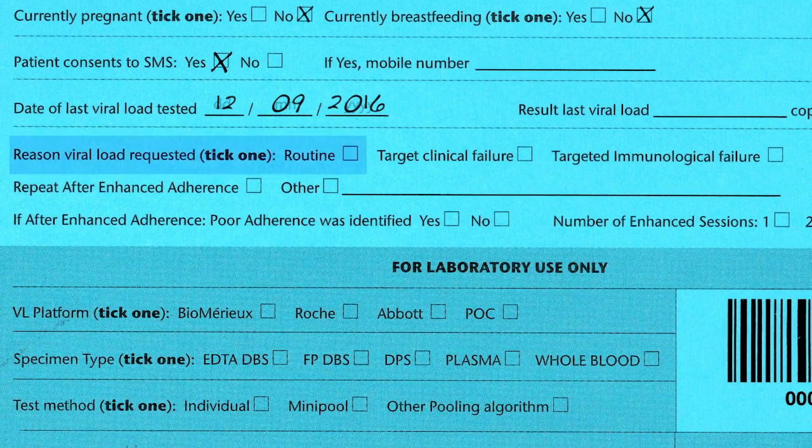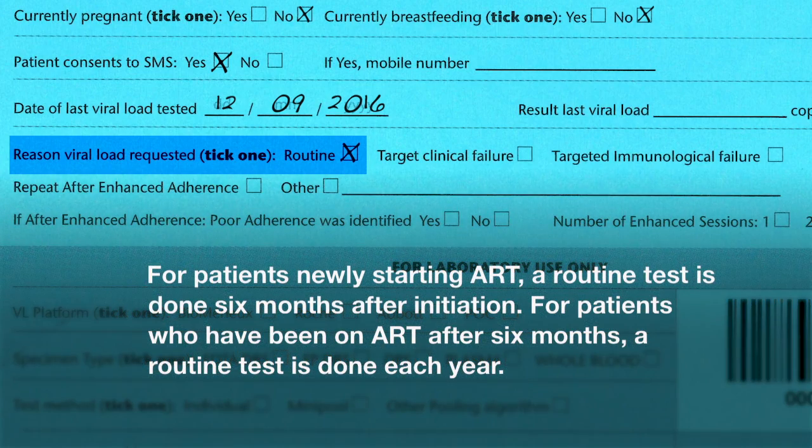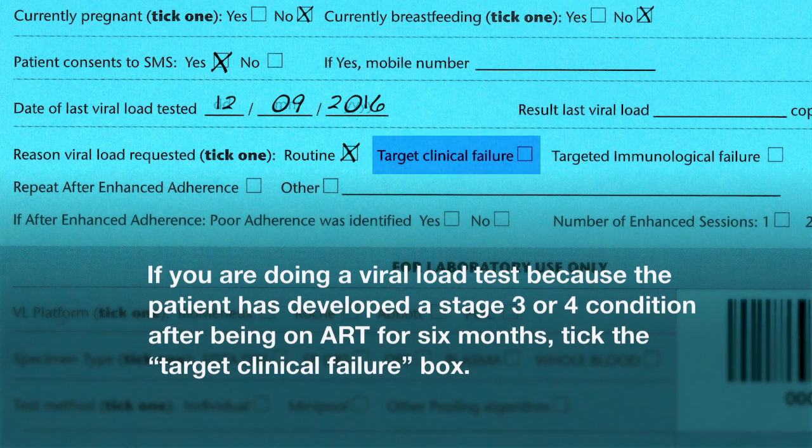If you're doing a routine viral load test, tick the routine box. For patients newly starting ART, a routine test is done 6 months after initiation. For patients who have been on ART after 6 months, a routine test is done each year. If you are doing a viral load test because the patient has developed a stage 3 or 4 condition after being on ART for 6 months, tick the target clinical failure box.